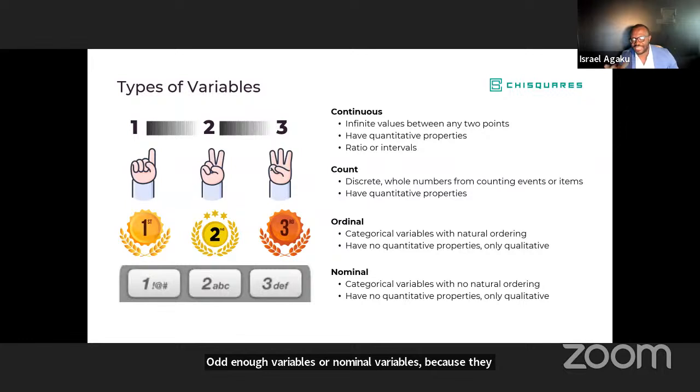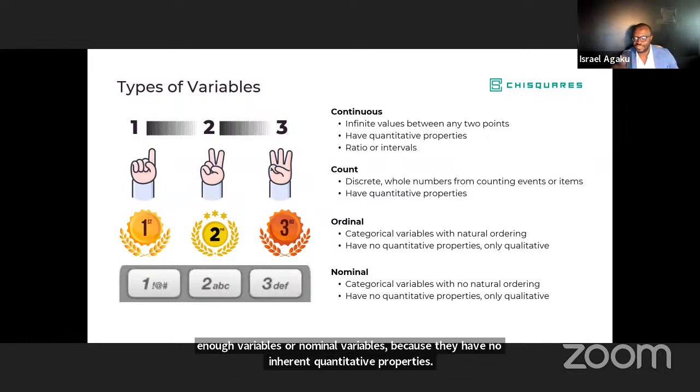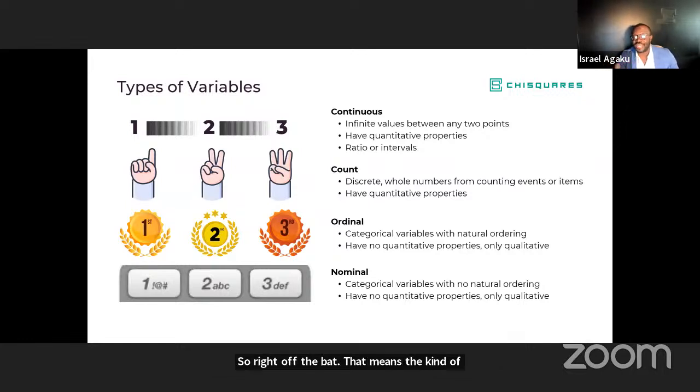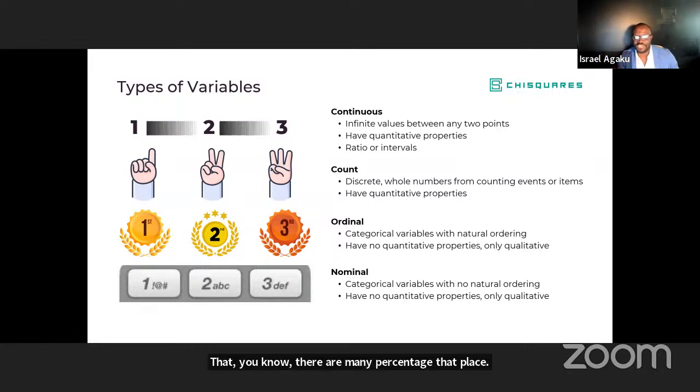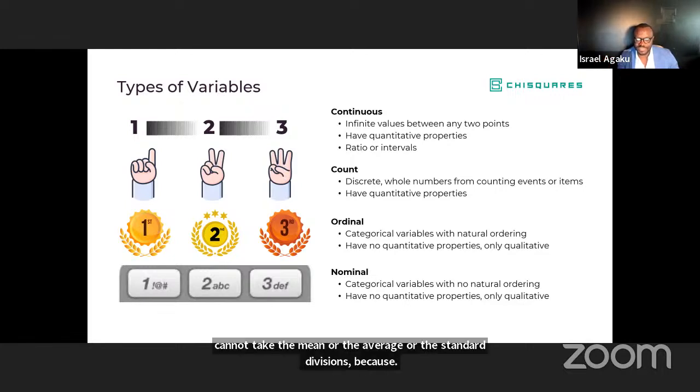So right off the bat, that determines the kind of summary statistics that we can generate from those kinds of variables. For these, we are limited to only tabulating them and saying 50% were in first place, 30% were in second place of all athletes, and the remaining percentage were in third place. We cannot take the mean or the average or the standard deviations because they do not have any quantitative properties in and of themselves.